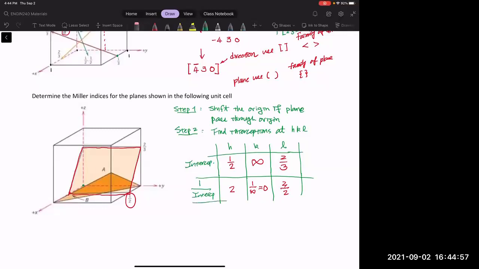After this, again, we don't like things as a fraction. We only like to have an integer. So you have to normalize it.